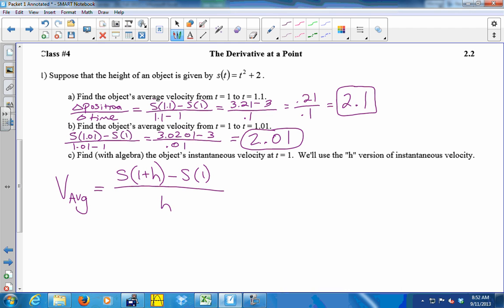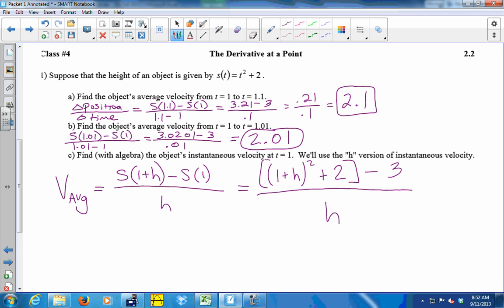So when I plug 1 plus h into my s function, I get (1 plus h) squared plus 2. That's my s of 1 plus h. And then I plug in what I get when I plug in a 1, which was 3, all over h. So that first part in the square brackets, that's what you get when you plug in 1 plus h. And the 3, that's what you get when you plug in 1, both into the s function.